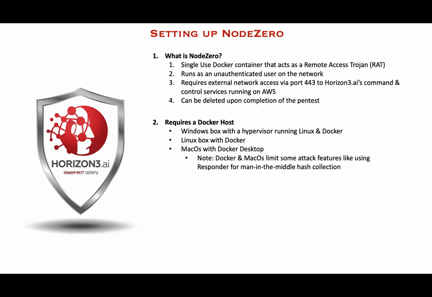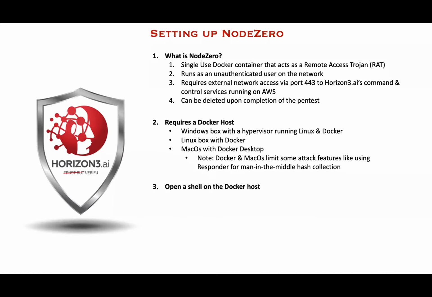If you already have a Linux box, you have to make sure that Docker is installed. Docker Community Edition is good enough. If you want to run NodeZero off of your laptop, like macOS, then you can use Docker Desktop as that Linux host. But keep in mind that because of the security features within macOS and Docker, certain attack features like using Responder, which does man-in-the-middle hash collection, are not going to be usable.